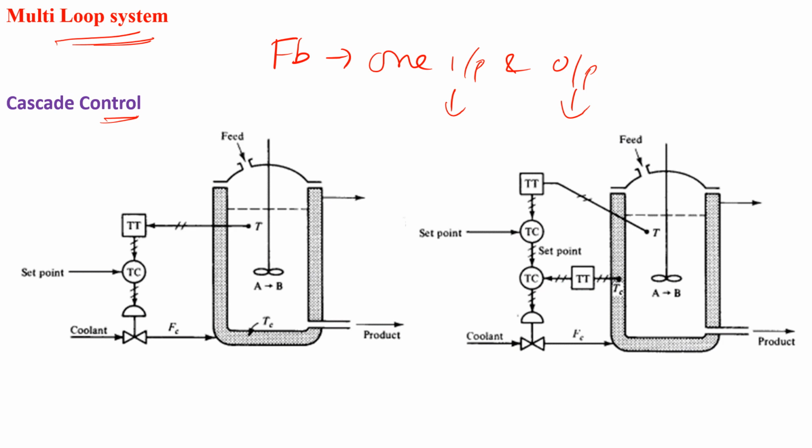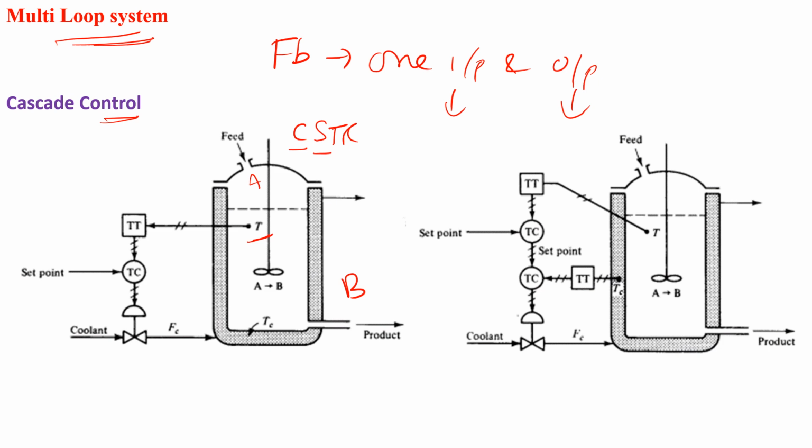This is the CSTR, the continuous stirred tank reactor. The feed is A, then the product is B. Here the reaction happens, and it is an exothermic reaction. Then the extra heat is removed by the coolant. This is the coolant supply. In order to maintain the temperature, we use this coolant supply as the manipulated variable. So in this case, there is one manipulated variable and one measurement.